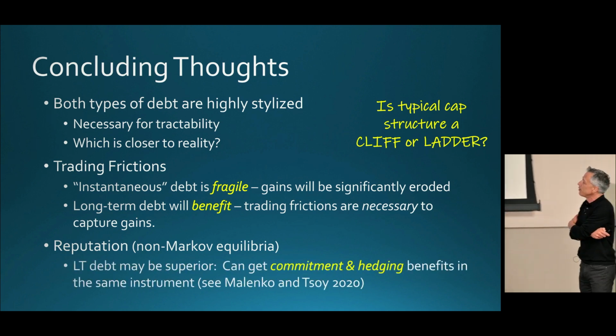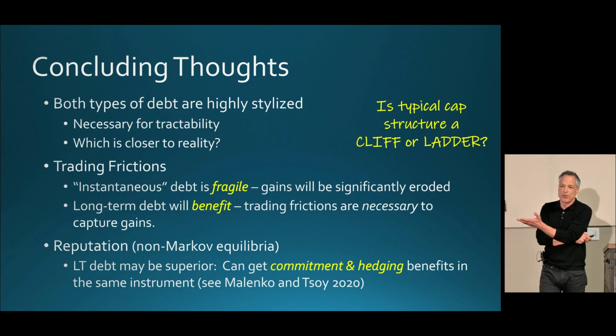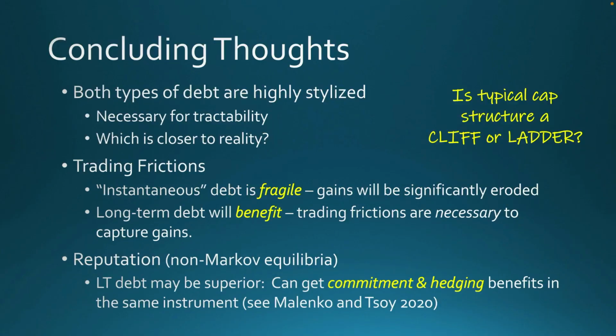And then finally, if we think about reputation in this context, there's a nice paper by Andre and Malenko and Tsoi, 2020, which says that in that case, we may be able to get some of the commitment benefits of short-term debt even with long-term debt by looking at non-Markov equilibria, where the firm's past behavior, in addition to fundamentals, impacts the price it's going to pay. And so that can be interesting as well.